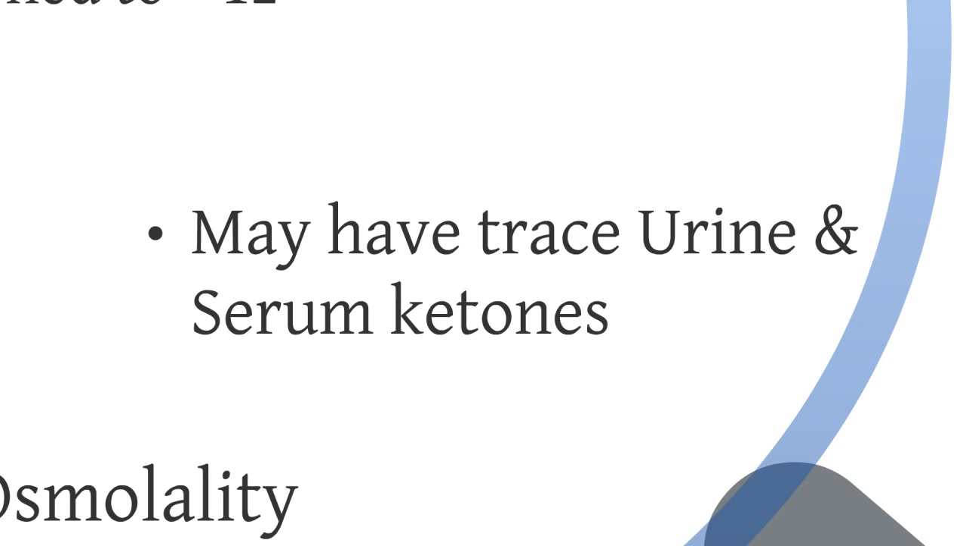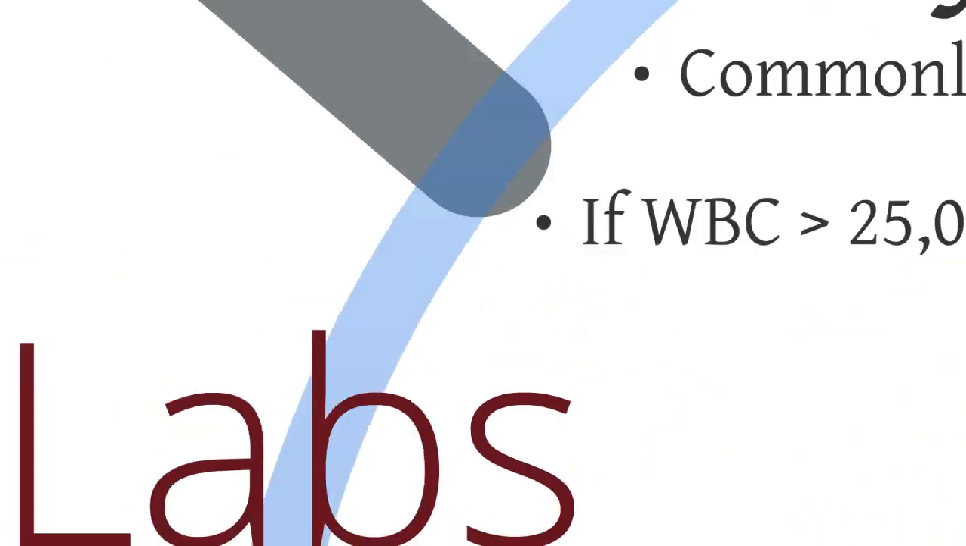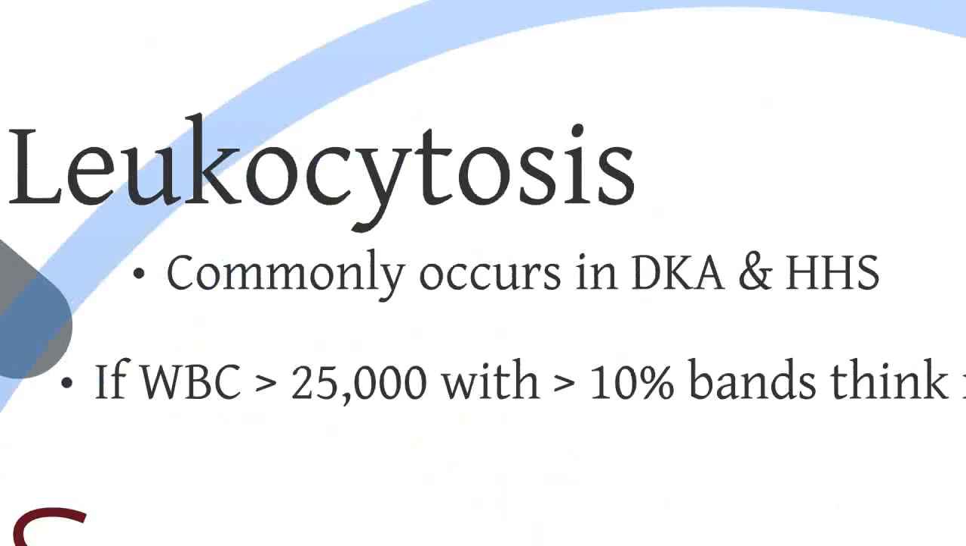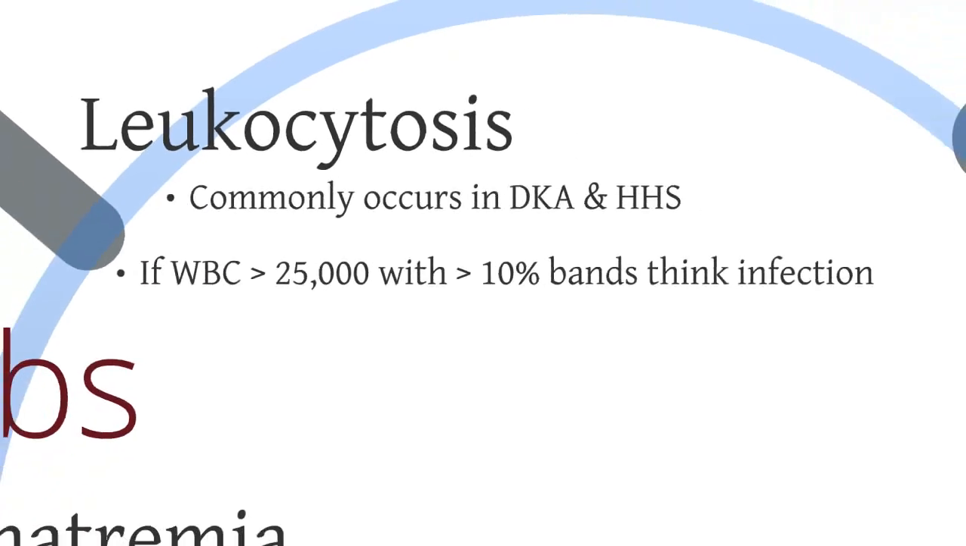Now, let's look at some common abnormalities associated with both DKA and HHS. Hopefully by reviewing these, you'll avoid some common pitfalls. First off, leukocytosis is very common in both DKA and HHS, and is usually associated with the elevation of hyperglycemia itself. But if a patient has a white count greater than 25,000, especially with the presence of greater than 10% bands, you really need to think infection.